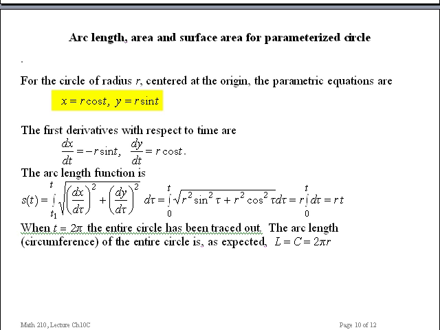The derivative of x with respect to time is minus r sine t, and the derivative of y with respect to time is r times the cosine of t. If you remember, the arc length function was the integral from t1 to t of the square root of the time derivative of x squared plus the time derivative of y squared. So we take these forms right here, substitute them in, and we can work through this equation.